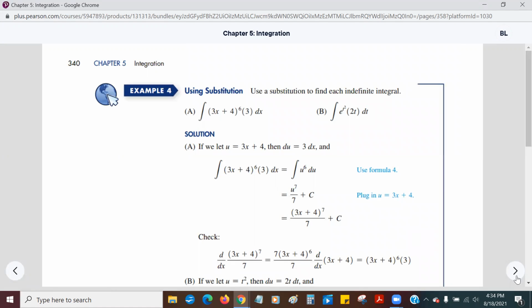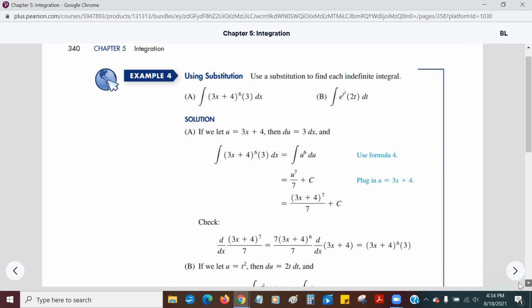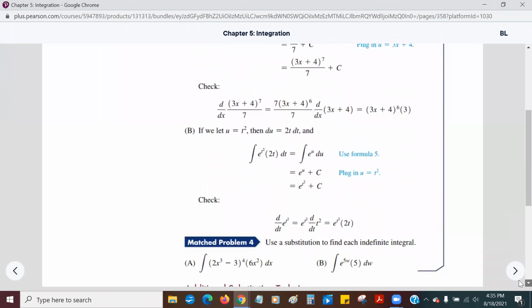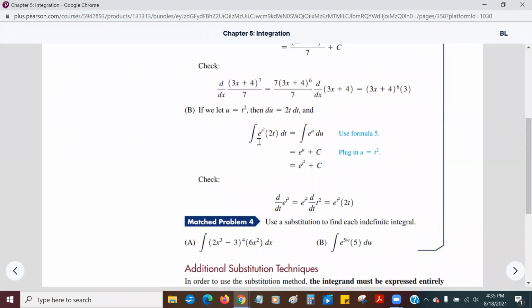Here we go. And now to solve these using substitution. Again, the inner derivative is 3, so I have the inner derivative out there. And my answer, this winds up being the integral of u to the 6th, which is u to the 7th over 7. And then I just back substitute 3x plus 4. And for this one over here with e, again, the derivative of t squared is 2t.